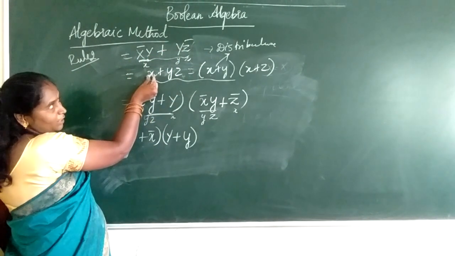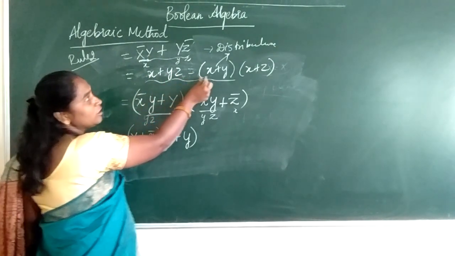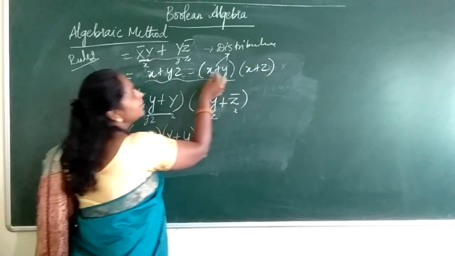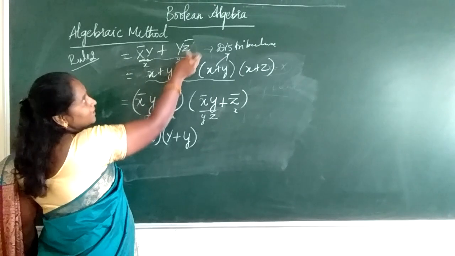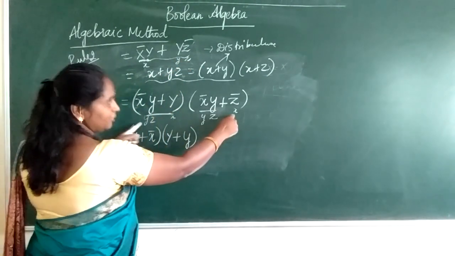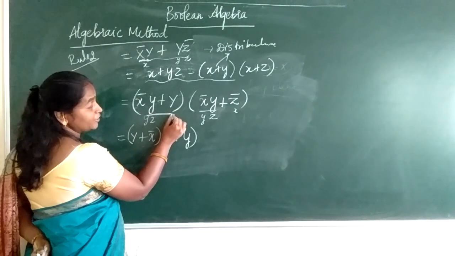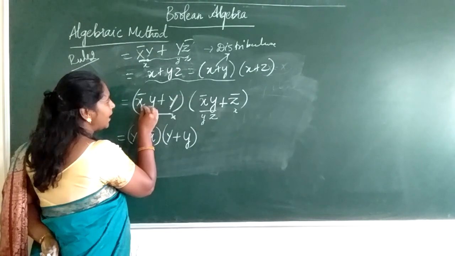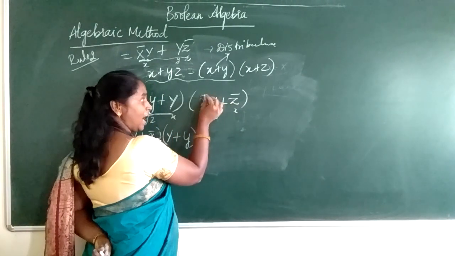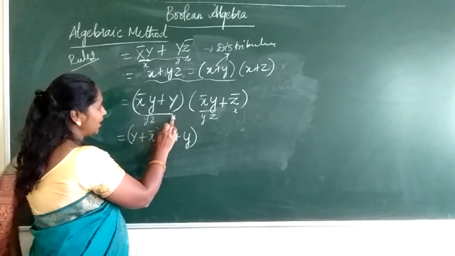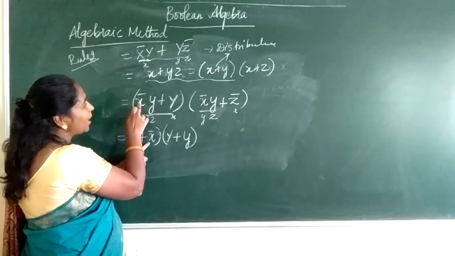My distributive law is x plus yz, the second rule under the distributive law: x plus yz is equal to x plus y into x plus z. Here x holds the variable x bar y as it is, and z bar. So I converted it into this form. Next, again use the distributive law, where x bar y stands for x and z bar stands for yz. So I am taking y as it is.